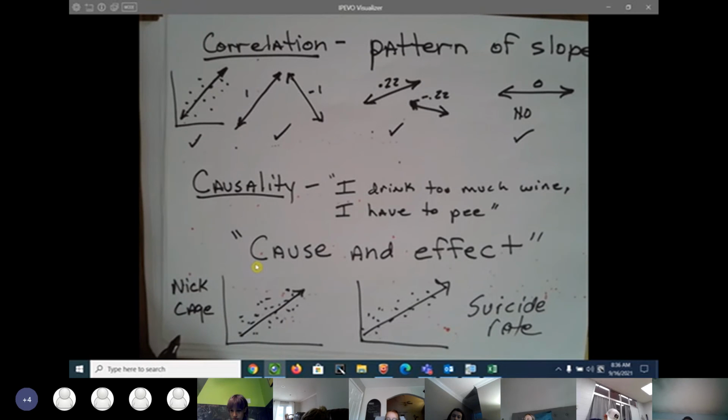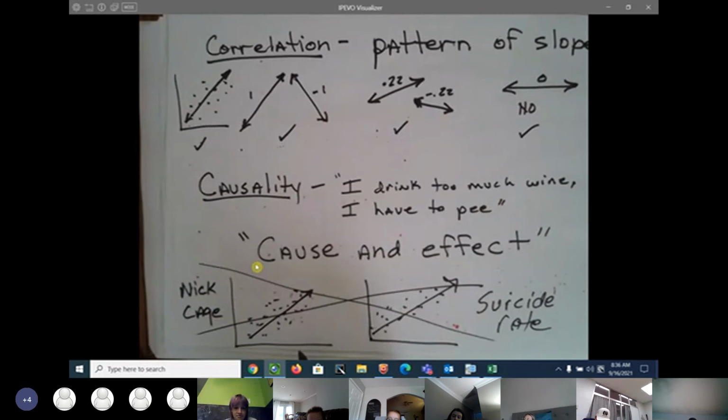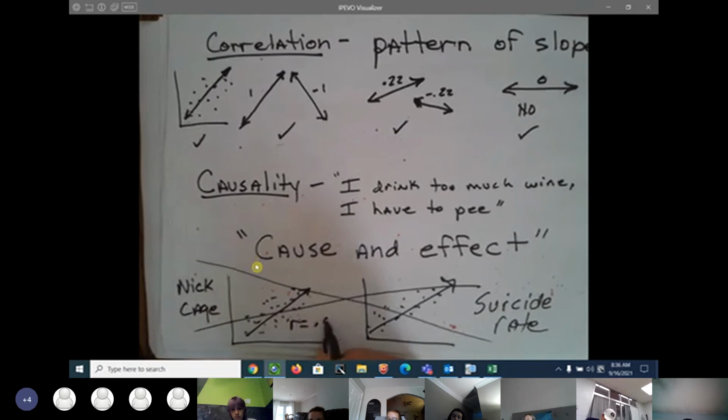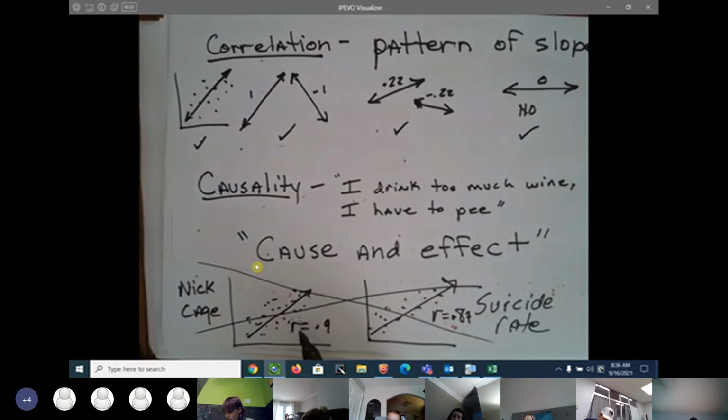Oh, I hope y'all grow out of this crap. Anyway, no. Even though some people might think Nicolas Cage movies cause suicides, it doesn't. There's no cause and effect here. So there might be correlation. This is a correlation. R is equal to 0.9 and R is equal to 0.87. There's correlation, but what about causality? Does one cause the other?